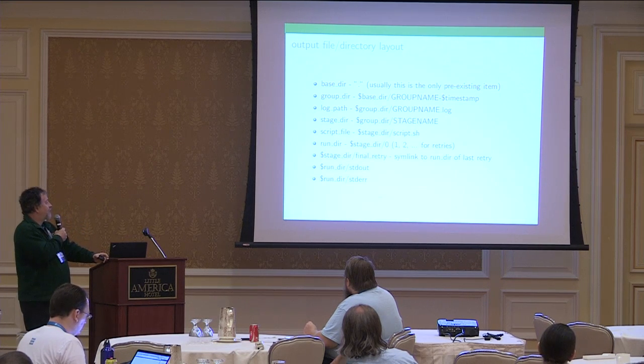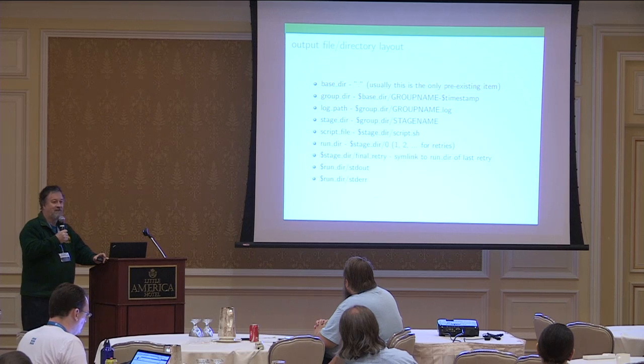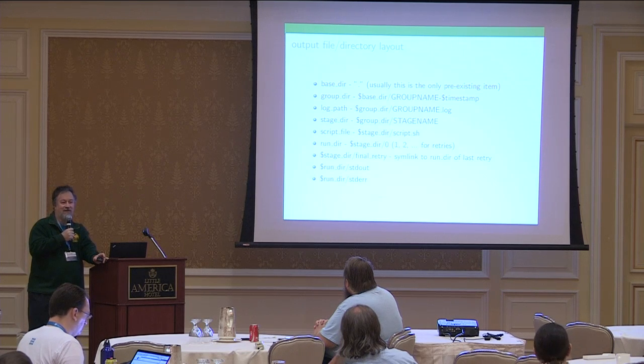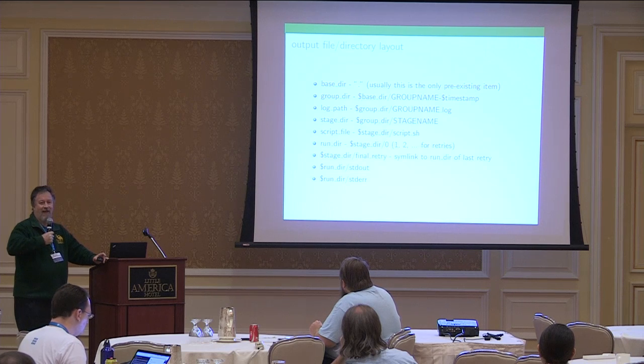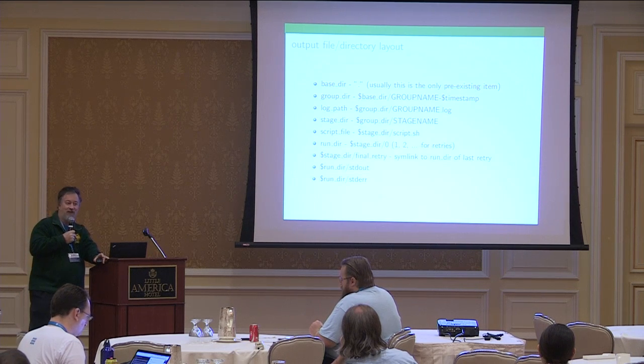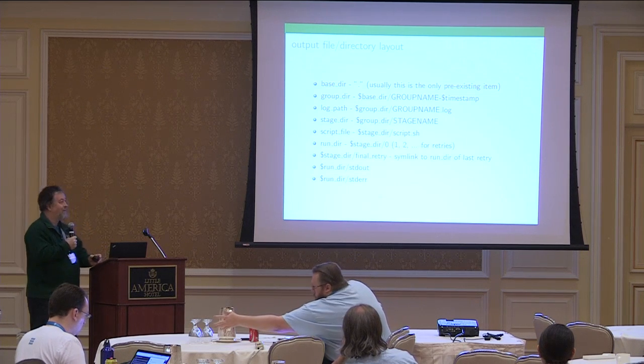Within a stage directory, there's the script, and a separate directory for each run, and a symlink that points back to the last run, because usually that's the one you care about. If there were retries, the one that happened last either failed in a way that couldn't be retried, or it succeeded, so that's the one you're looking at. Within a run directory, you get stdout and stderr.